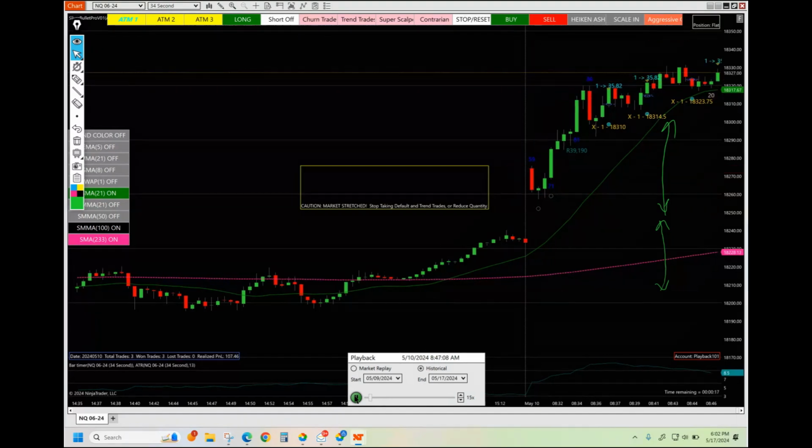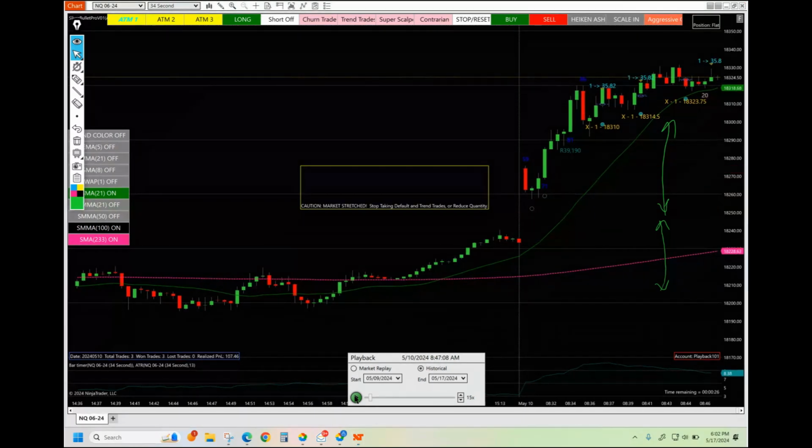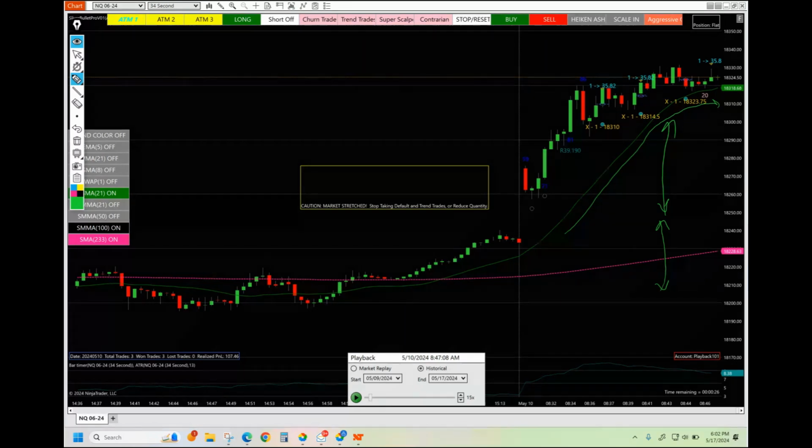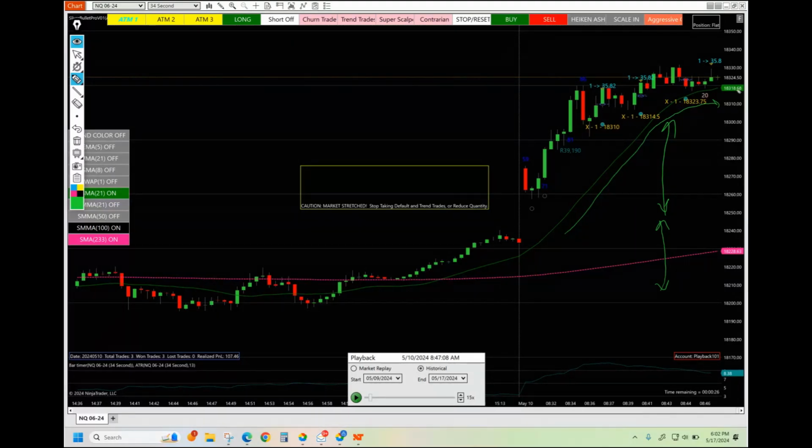Okay, target is filled. So 3 successful trades. But here you see the 21 SMA has started to bend. It went till here and started to bend. Do you see that? So it might be peaking. I have to be careful now. If I have gotten a good amount of profit, I will try to either stop trading at this time, or I'll reduce my quantity.